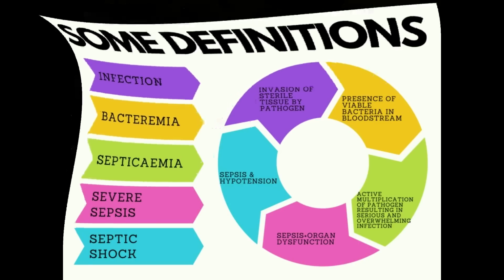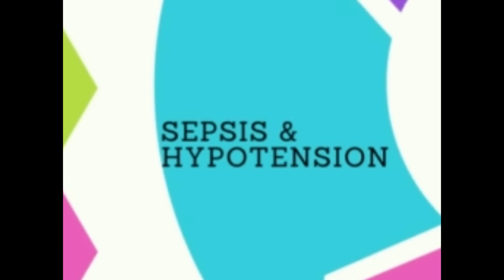The next term is septic shock, which is defined as sepsis with hypotension. Hypotension can be a systolic blood pressure less than 90 millimeters of mercury, or a fall by 40 millimeters of mercury or more, with tissue hypoperfusion that is refractory to IV fluid replacement.